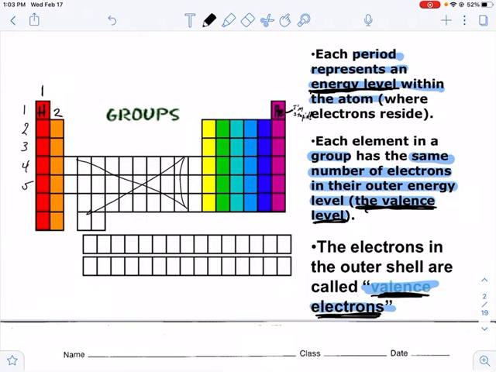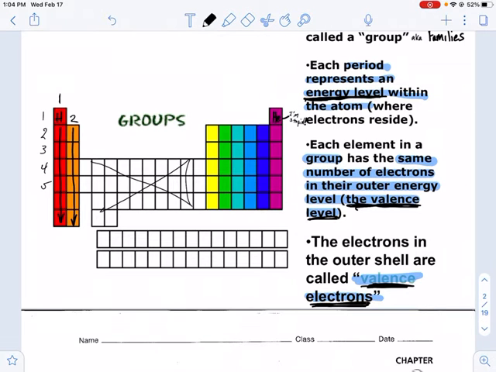The group, the vertical column, will tell you how many valence electrons there are. This is really important because that's all we're going to talk about in the next unit, when we make bonds, how many valence electrons they have. We talked about this in the last video. All elements in group 1 have 1 valence electron. All elements in group 2 have 2 valence electrons.